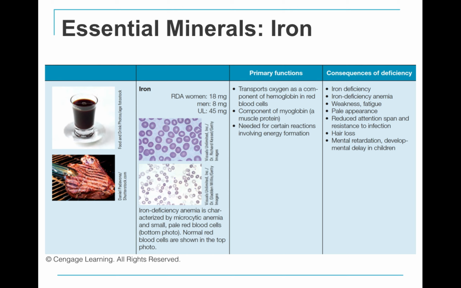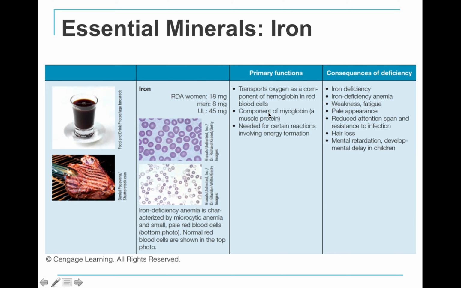Okay, the next mineral that I'm going to point out to you that has to do with a disease or consequence of deficiency is iron. So iron, as you'll notice as you're going through your chart here, is really important for the hemoglobin function in your body. And if you look over here, right here, it transports oxygen as a component of hemoglobin in red blood cells. That's its main function there.